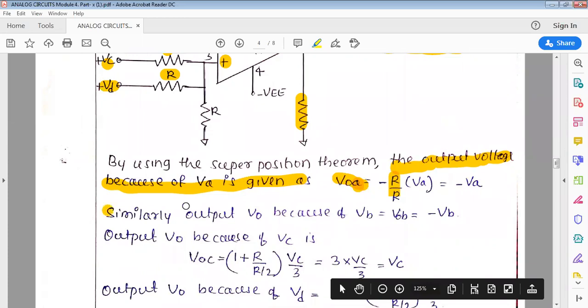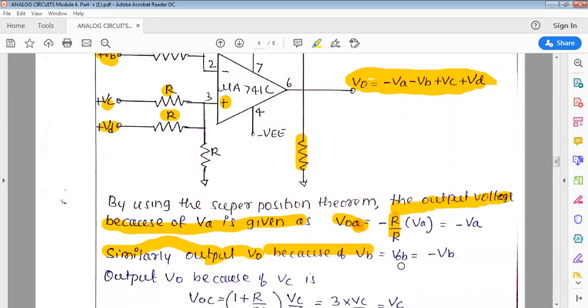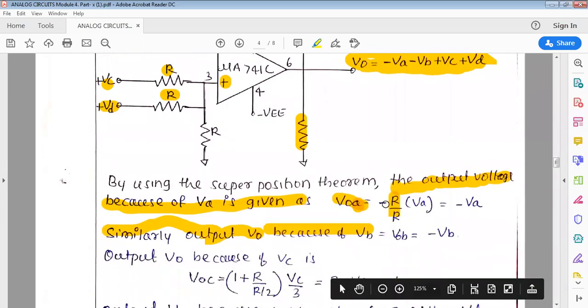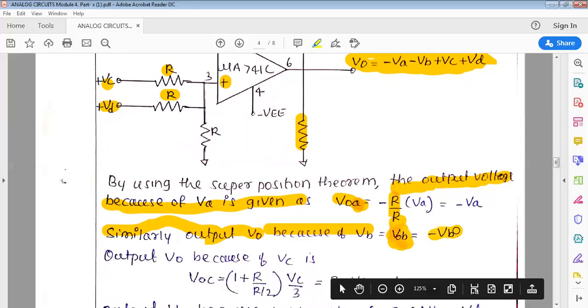So second, let me consider the output voltage V naught only because of VB. That is, I will be considering this power supply, and again it is applied to the inverting input terminal. So the output voltage, I can write, is again minus R by R into VB. So VOB, that is the output voltage only because of the voltage VB, is given by minus VB. This was my second case.